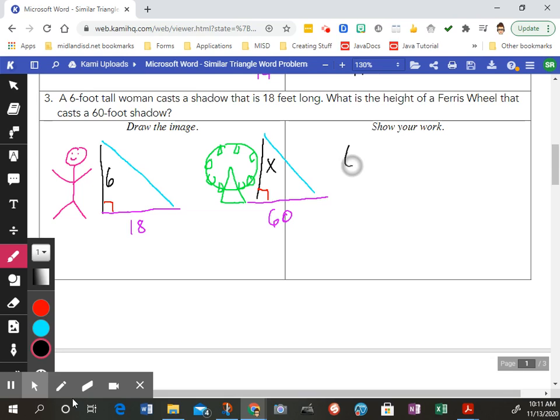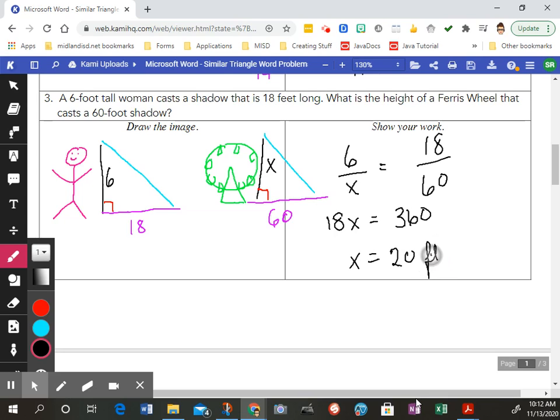So I'm going to go from woman to Ferris wheel. So 6 over X is equal to 18 over 60. So I'm going to do 18 times X is equal to 6 times 60, which is 360. Then I divide by 18. I believe it's 20. Let me double check it. 360 divided by 18. Yep, it's 20. So X equals 20. So it's not a big variable, it's just a little one. So 20 feet. And there's my answer.